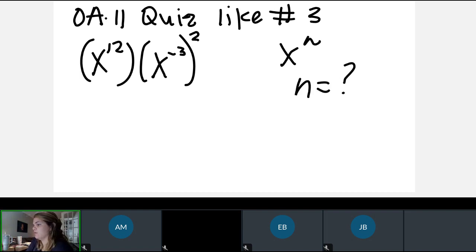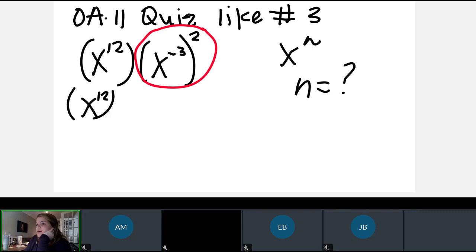So n equals what? The first thing we're going to do is get rid of our extra exponent. As you can see here, x to the negative 3rd is being squared. Not everything is being squared, just this x to the negative 3rd. So I would still have my x to the 12th, then I would have x to the negative 6th, because this is 3 times 2.